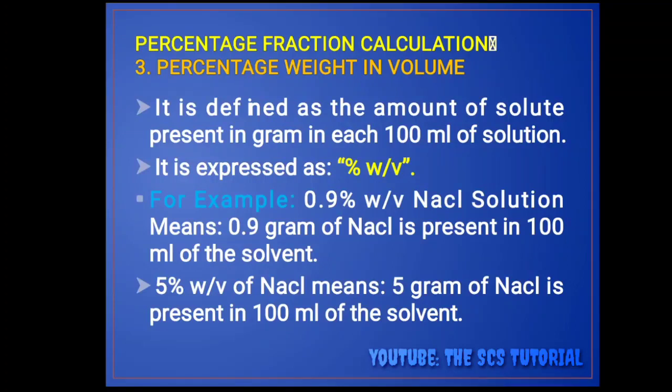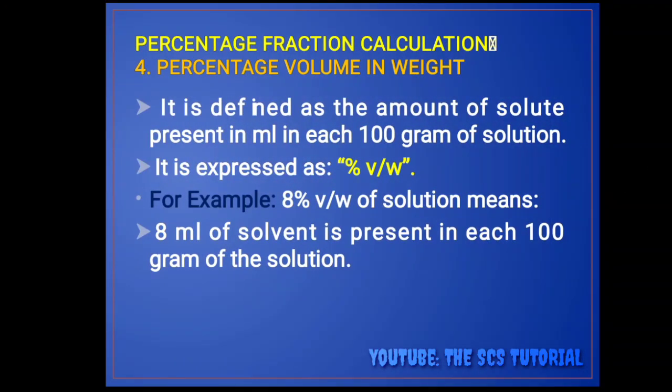Similarly, another mode of expression is percentage weight in volume mode, and it is defined as the amount of solute present in gram in each 100 ml of solution, and it is expressed as percentage weight by volume, W by V. For example, 0.9% W by V sodium chloride solution means 0.9 gram of the sodium chloride is present in 100 ml of the solvent. Similarly, another example is 5% weight by volume of NaCl, that means 5 grams of NaCl is present in 100 ml of the solvent.